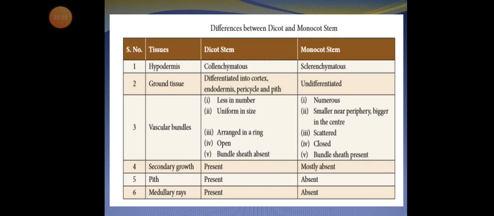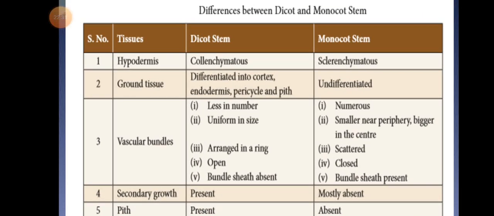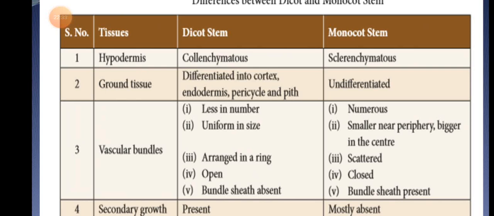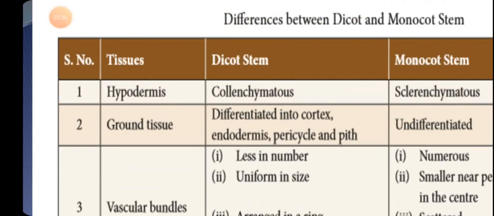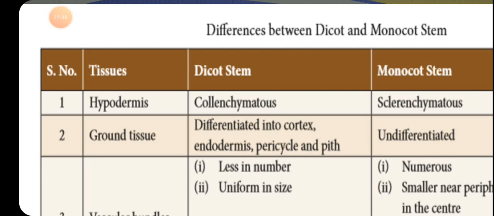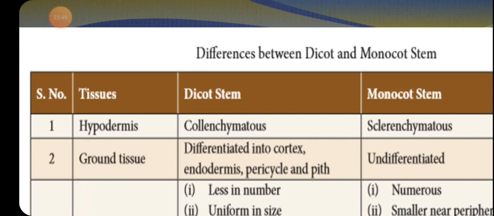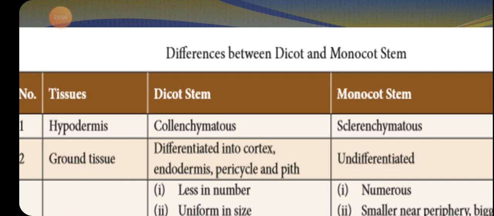Okay, now we have already seen the dicot and monocot stems. Now we will see the differentiation between the dicot stem and the monocot stem. First one, hypodermis. Hypodermis means the layer present just below the epidermis. In the dicot stem, it is made up of collenchymatous cells, with unevenly thickened cell walls, present only in the young regions of the plant. But in the monocot stem, it is made up of sclerenchymatous cells.